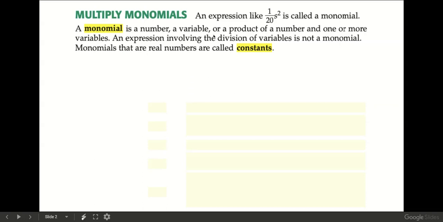So multiplying monomials. An expression like 1/20th s squared is called a monomial. A monomial is a number, a variable, or a product of a number and one or more variables. An expression involving the division of variables is not a monomial. Monomials that are real numbers are called constants. Notice how this one does have division, but it's just 1 divided by 20, where it says that monomials don't include or involve division of variables. So if there was a variable in the denominator, right in the bottom of a fraction, then it wouldn't be a monomial. But this one is.